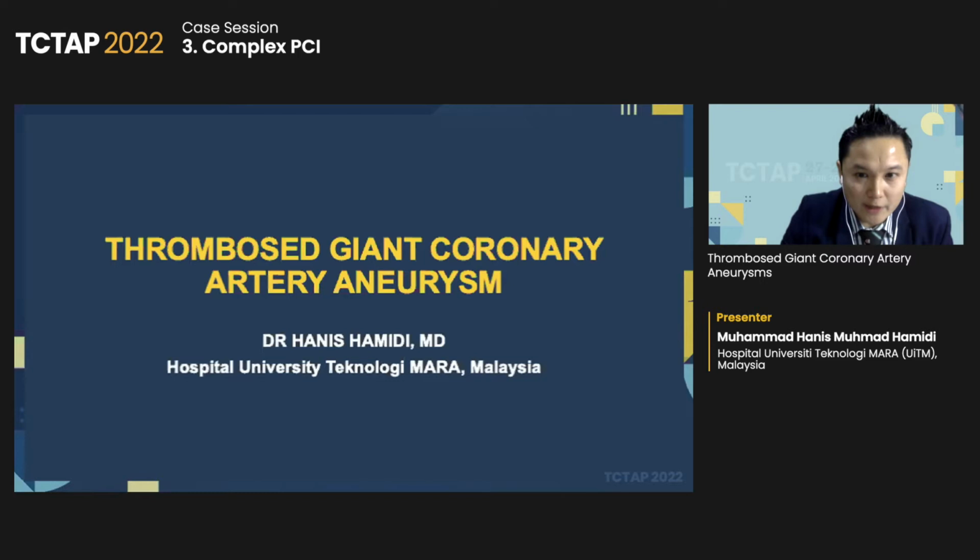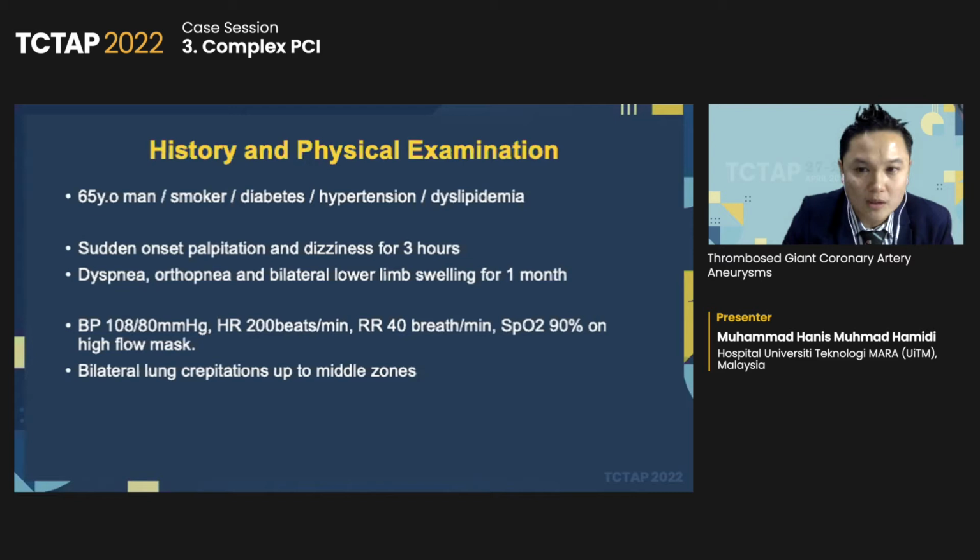So without further ado, the patient is a 65 years old man. He is a heavy smoker with diabetes, hypertension, dyslipidemia, who is poorly compliant to medications and follow up. He presented with 3 hours history of palpitations and dizziness. He also complained of heart failure symptoms for the past 1 month. In ED, his blood pressure was normotensive with a heart rate of 200 beats per minute. He was in clear respiratory distress with oxygen saturation of 90% on high flow mask.